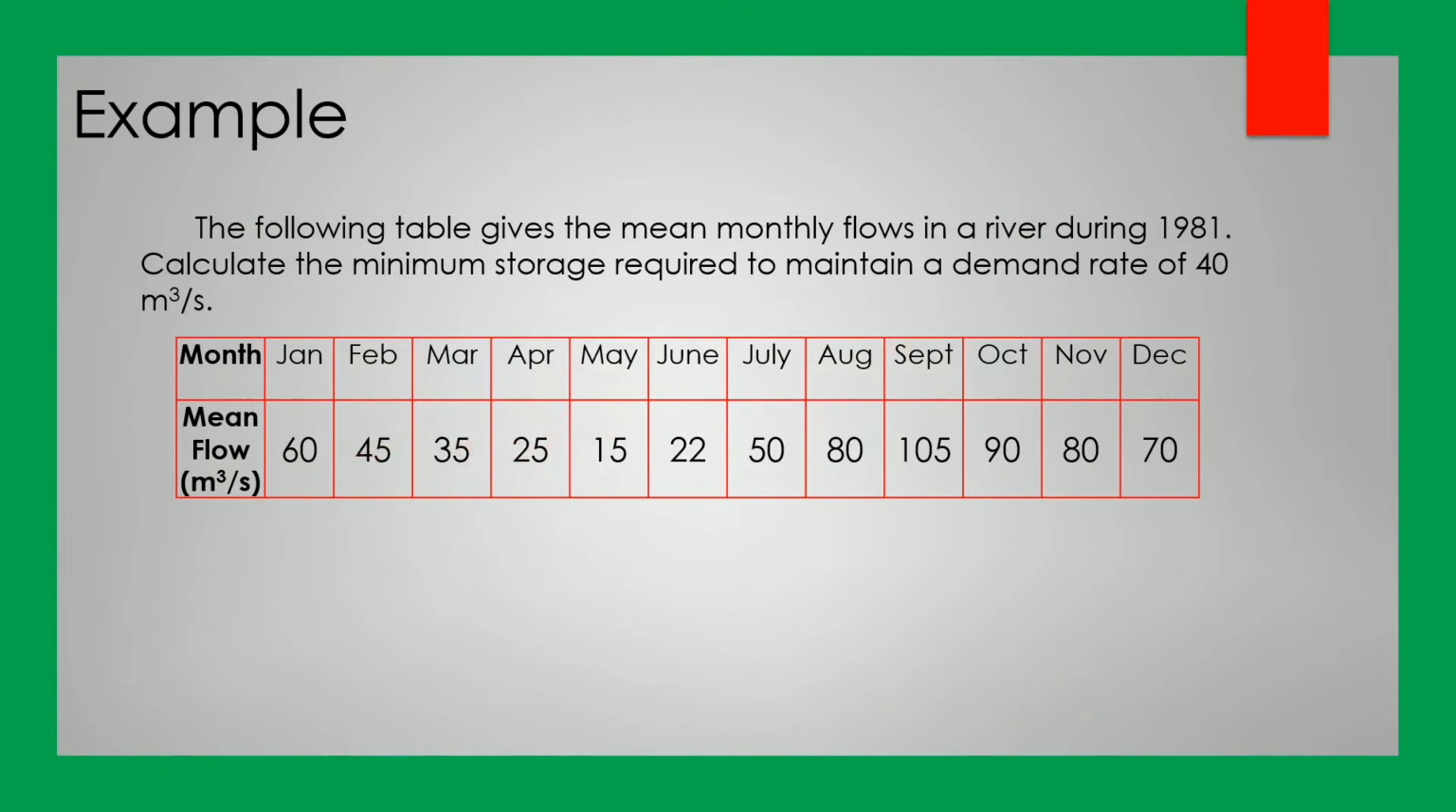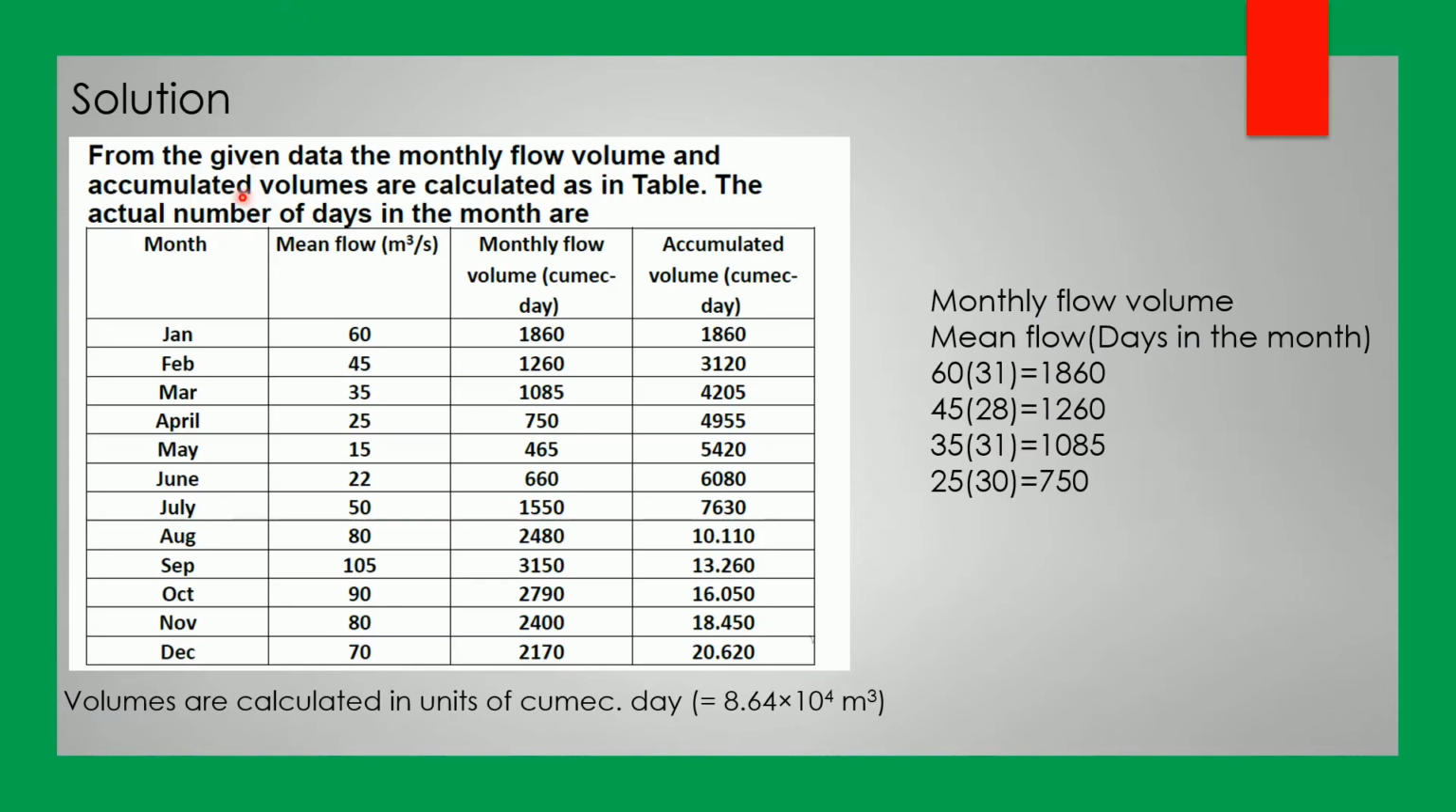The solution: from the given data, the monthly flow volume and the accumulated volumes are calculated as in the table. So the actual number of days in the month, and the mean flow, are given. To get the monthly flow volume, it is the mean flow times the days in the month. The mean flow in January is 60, and the days in January in the 1981 calendar is 31 days. 60 times 31 is equal to 1,860.